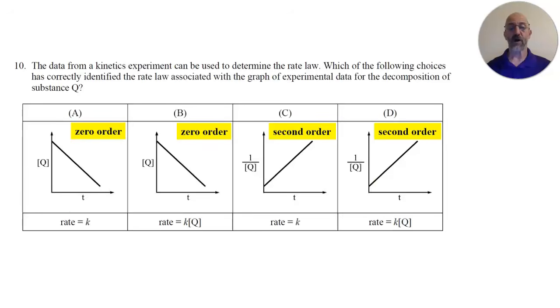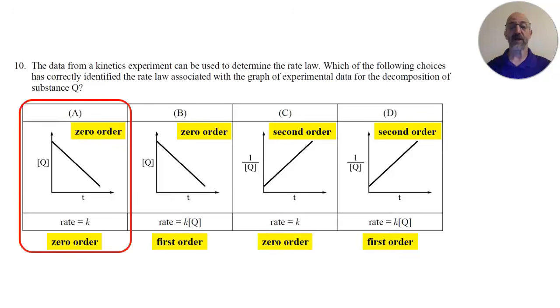Now, onto the rate laws that are listed at the bottom of this table. Rate equals K would be zero order. Rate equals K times the concentration of Q would be first order. And so hopefully now you can see that the correct answer to question 10 is choice A, because it's the only one that matches the graph of what order that particular rate law is. So it's zero order, zero order. Everything else is incorrect. All right, well, hopefully that makes sense.